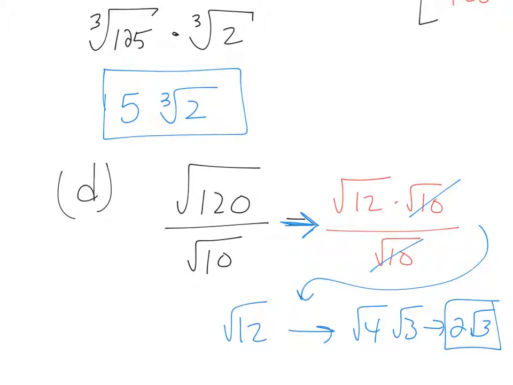Okay? So the idea: factor, reduce. Preferably factor into a perfect root. Perfect square, perfect cube, perfect fourth, dependent upon what the index is. If I'm taking a cube root, I look for perfect cubes. If I'm taking a square root, I look for perfect squares. If you're taking a fourth root, you want to look for perfect fourths. I'm not going to go crazy with them though.